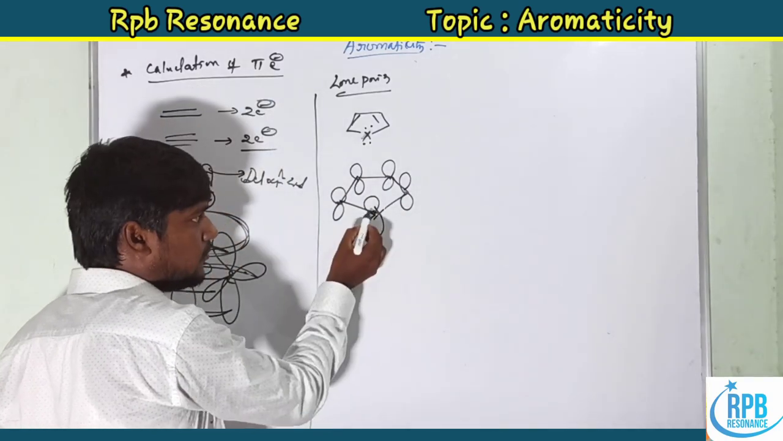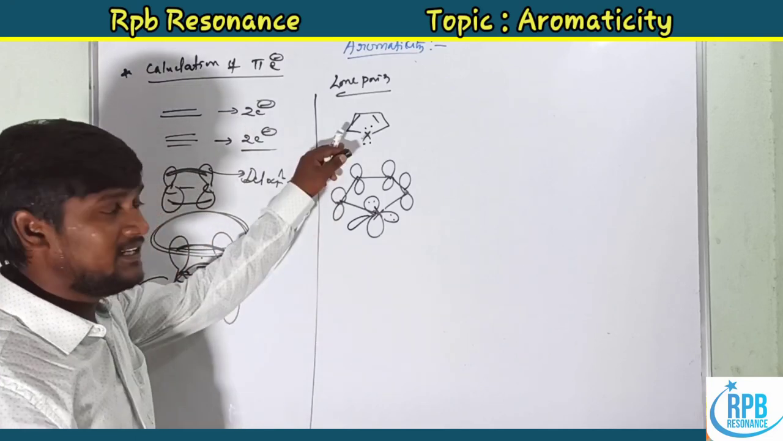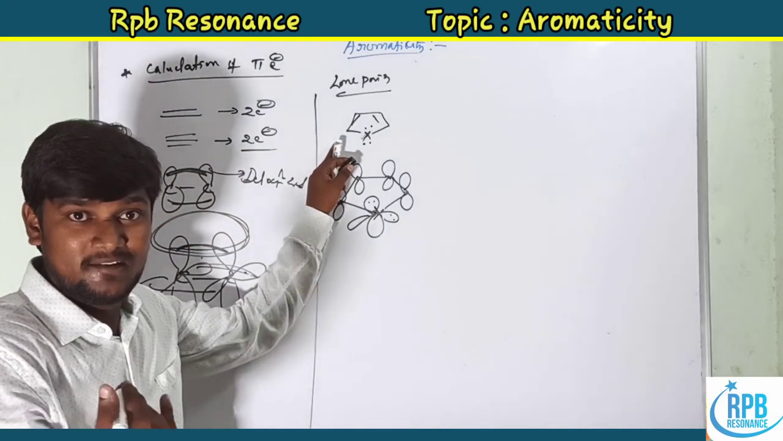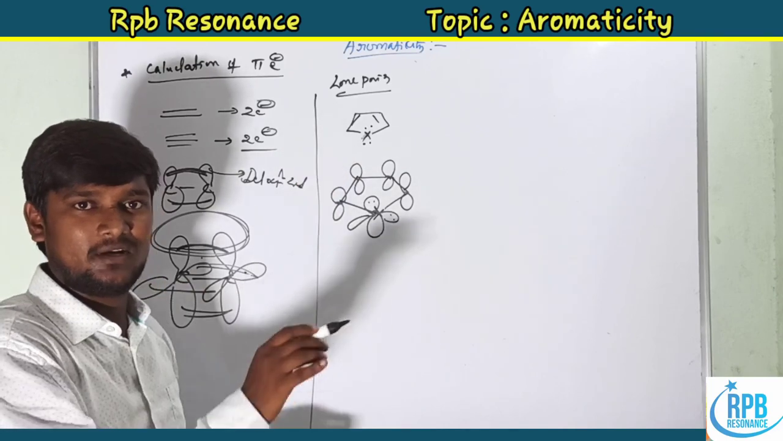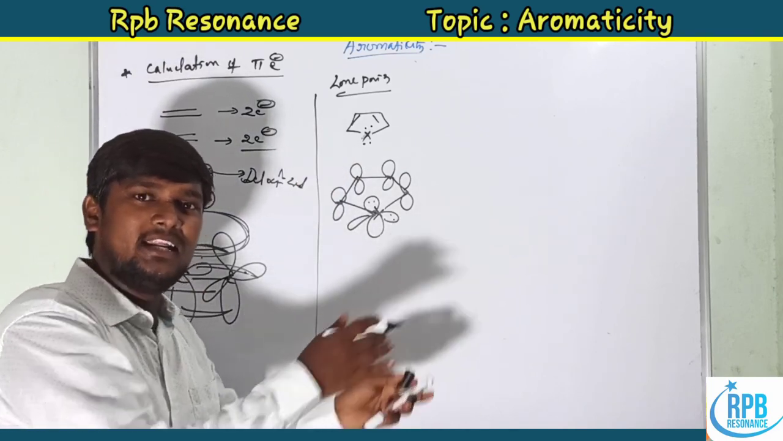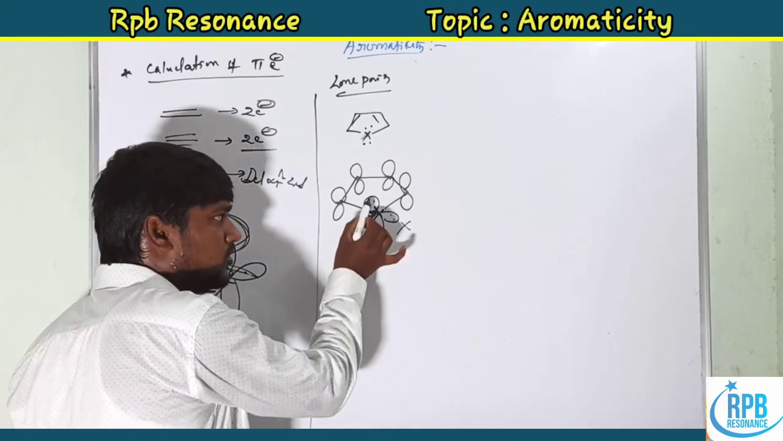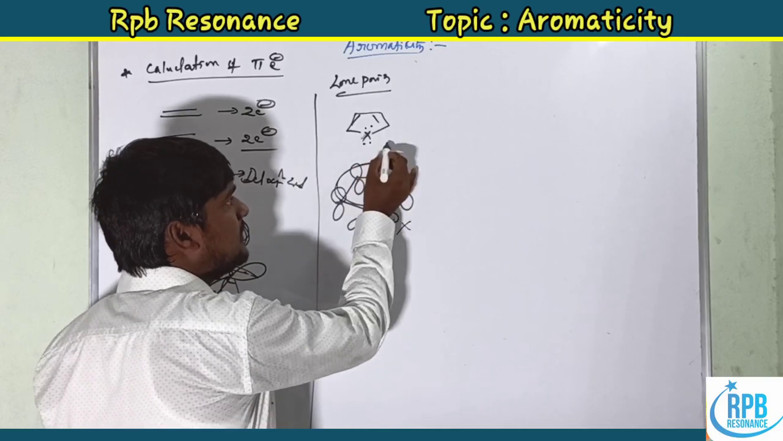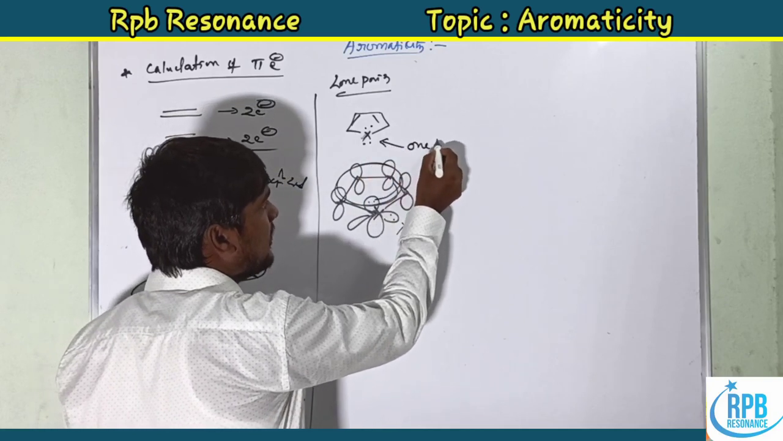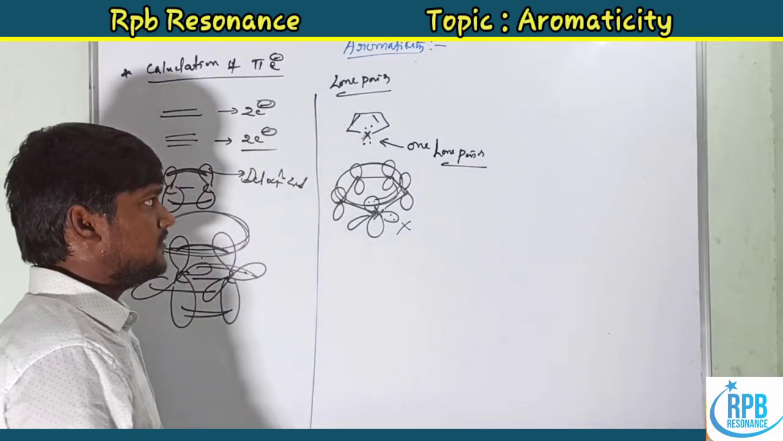Now here one pi electron pair, another pi electron pair, definitely it is participated. Here the atom has two pairs of lone pair electrons, but that doesn't matter. Only one is participated in the delocalization, and we will calculate only the delocalized electrons. That's why the other lone pair is not calculated. So only one lone pair participates in the delocalization, and in this case, one lone pair is calculated. So this is the system.